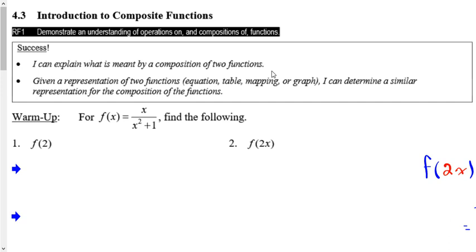In this lesson, 4.3, we are shifting gears a little bit. So we're going to move away from adding, subtracting, multiplying, dividing, those operations on functions, and we're going to look at what are called composition of functions. What that means will become clear as we continue on.